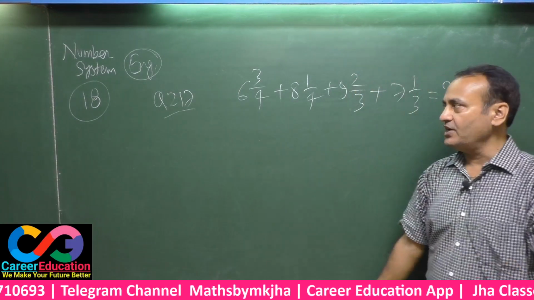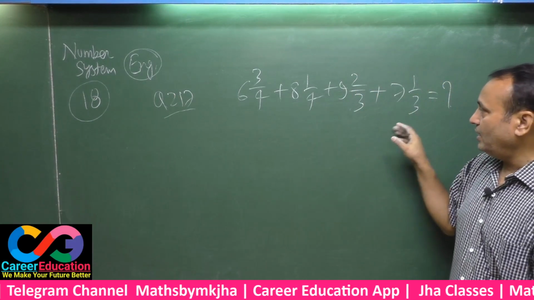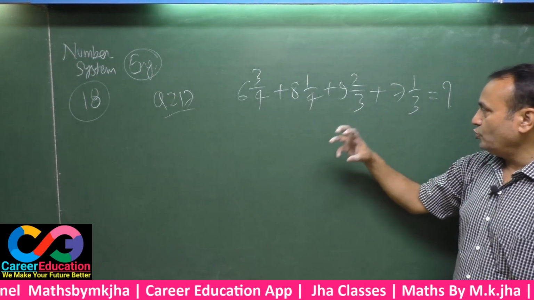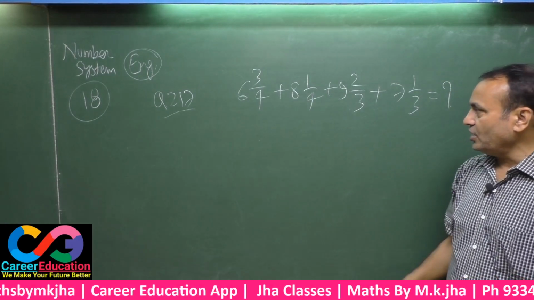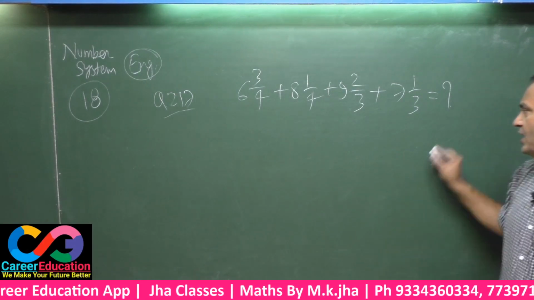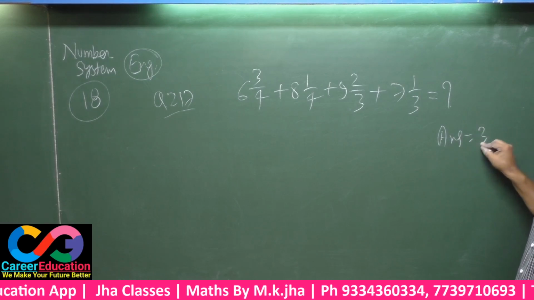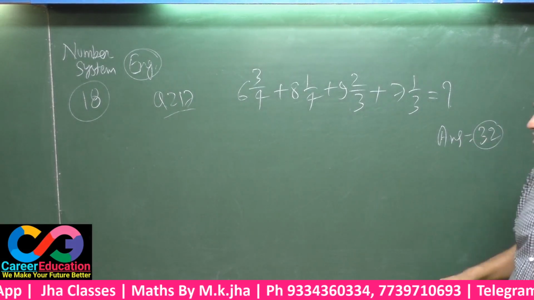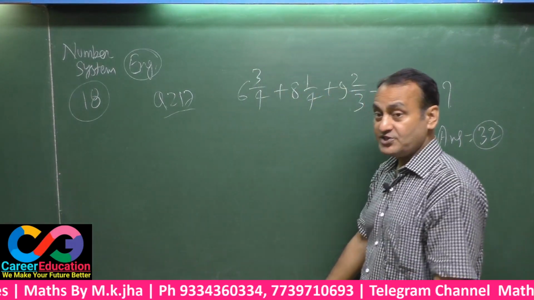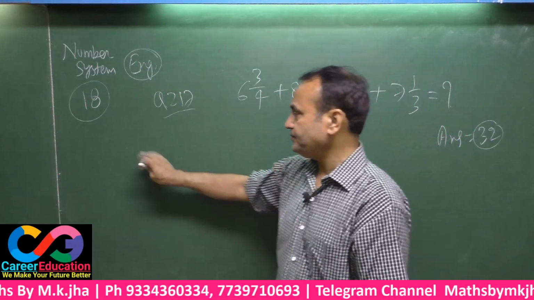Answer within seconds here. This will be 1, this will be 1. 1, 1, 2, 6, 8, 14, 2, 16, 9, 25, 7, 32. The answer is 32. That means without using a pen you solve this question, the answer is 32. But for this you have to develop the concept, you have to memorize some points here. I am dictating to you. See here.